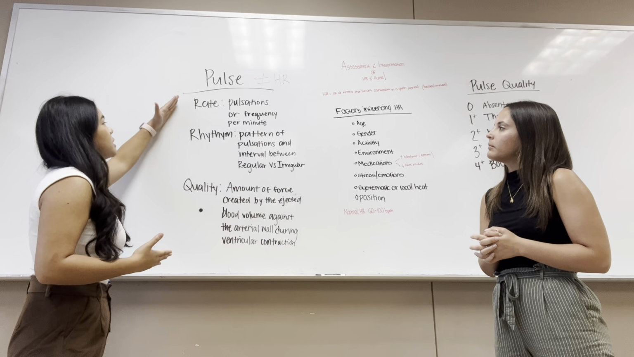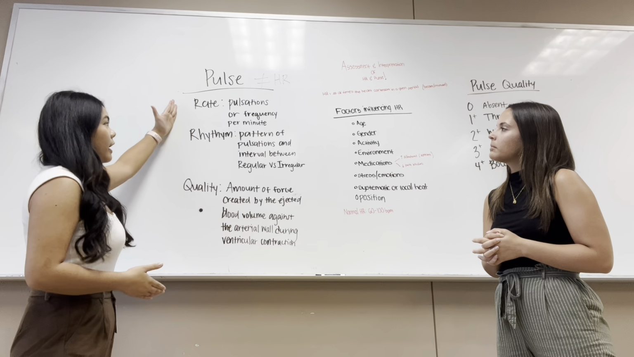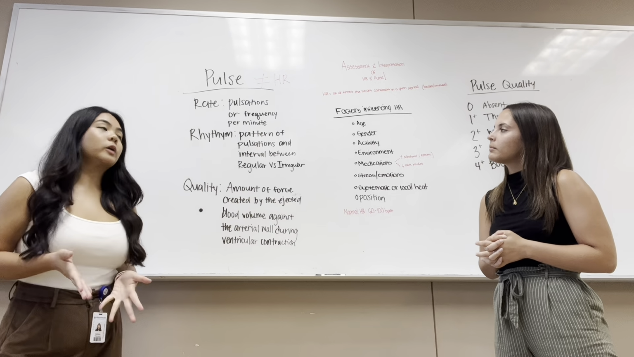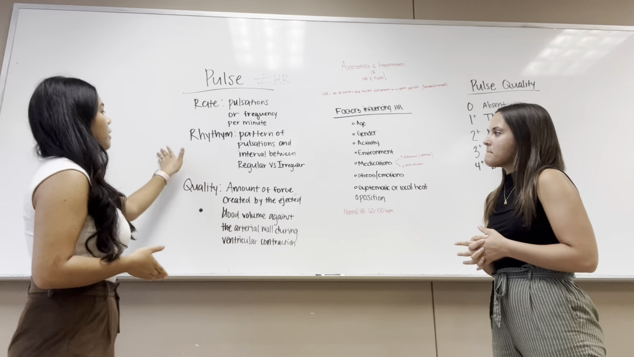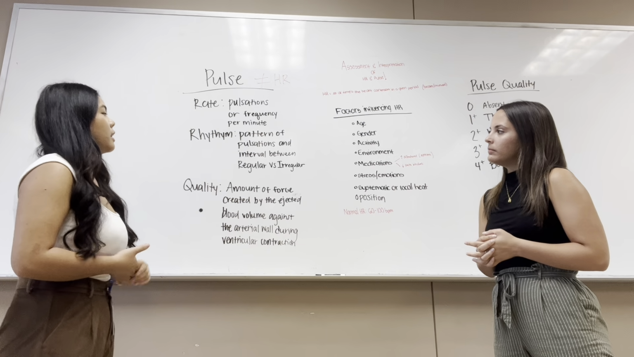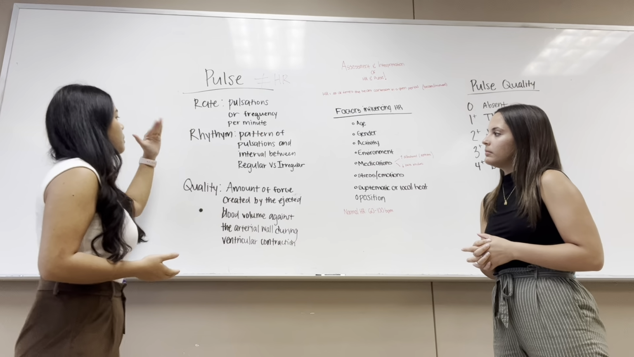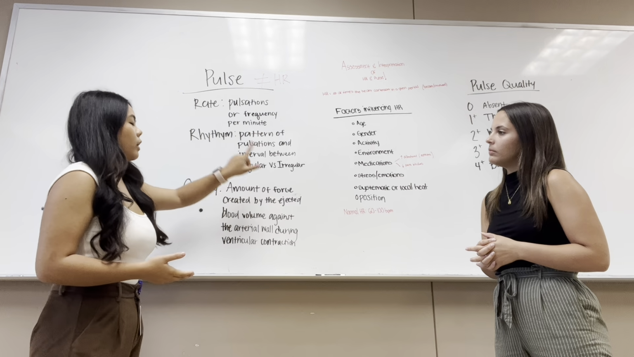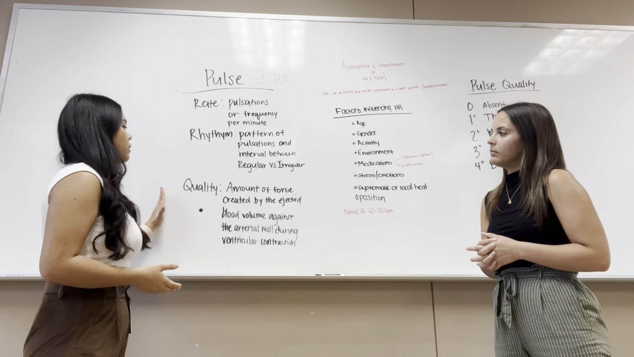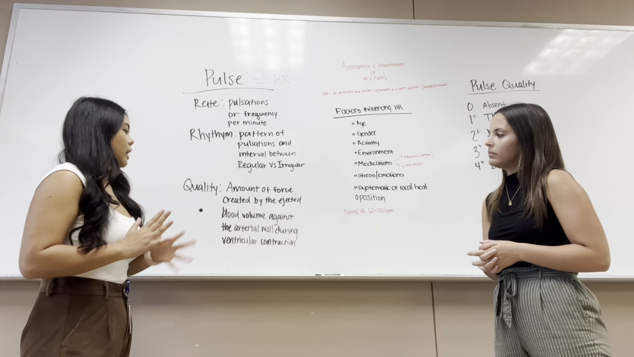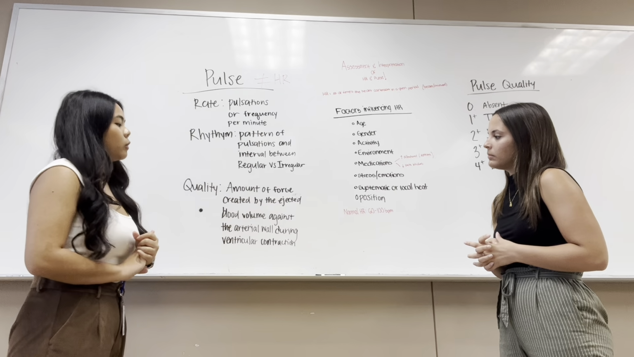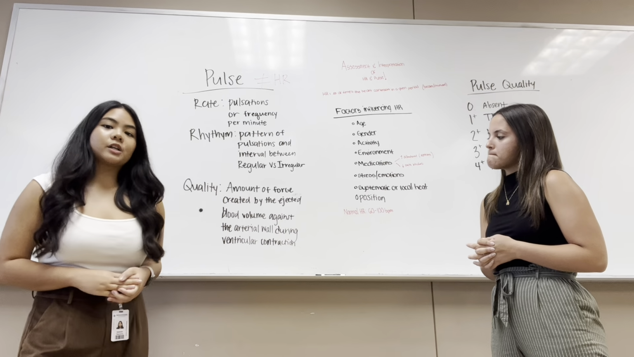And so pulse is measured in three things: the heart rate, which is pulsations or frequency per minute; rhythm, which is the pattern of pulsations and the intervals between, and it's measured by regular or irregular; and then the quality, which is the amount of force created by the ejected blood volume against the arterial wall during ventricular contraction.